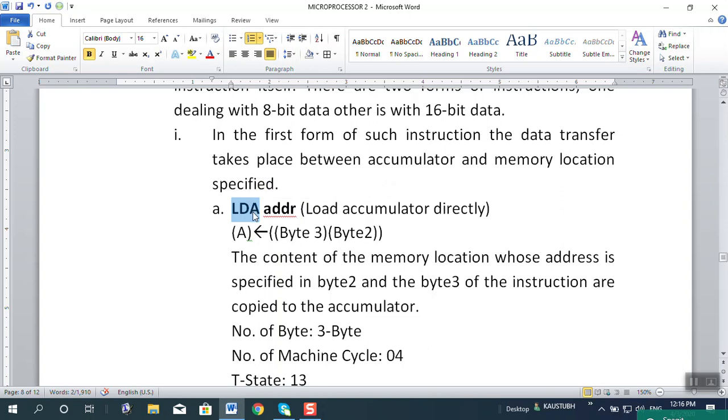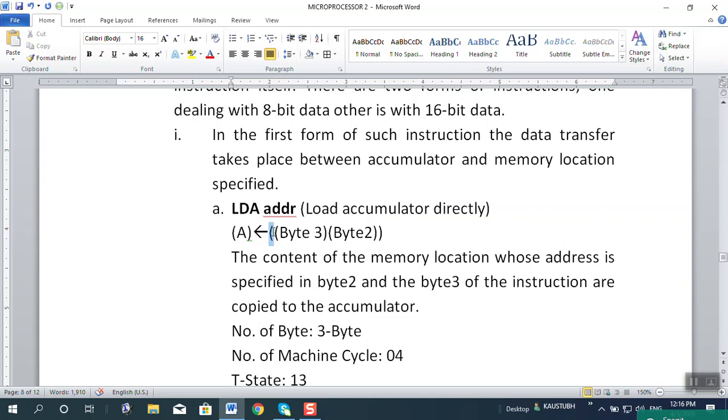So the accumulator will be loaded with the data whose address is specified in the instruction itself. That means data is somewhere in the memory. The address of the memory where data is present is given directly along with the instruction, and data from that memory location will be copied to the accumulator. So the accumulator is loaded with the data.